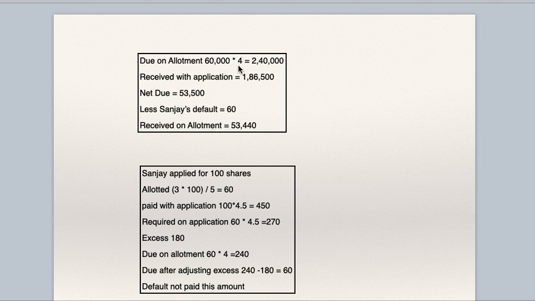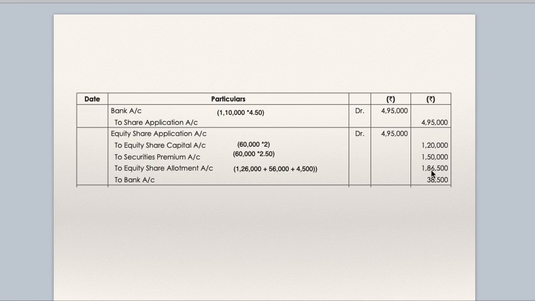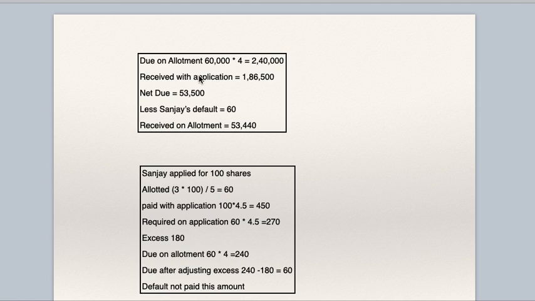On 60,000 shares at the rate of 4, 2,40,000 is due on allotment. Out of that, received with application is 1,86,500. Just now we have seen this. So difference in these two, 53,500 is net due on allotment. Have they received whatever was due? No. There is Sanjay's default. He has not paid 60 rupees which was due on allotment. So 53,500 minus 60, 53,440 they have received on allotment.